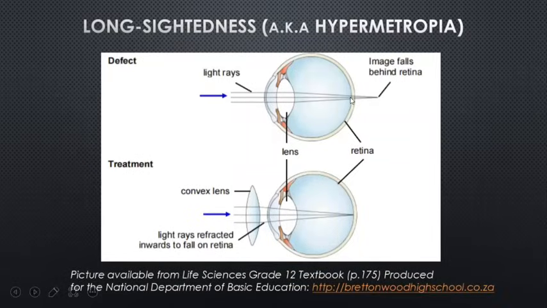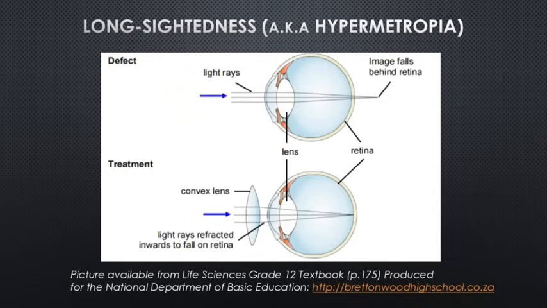Look, normally, remember, the image is supposed to fall on the retina, not in front, not behind. For long-sightedness or hypermetropia, the image falls behind the retina. Why? Because the eyeball is too rounded, too small, meaning the distance between the retina and the lens is smaller than normal. Hence, the image will travel far and go behind the retina, causing you to have blurred vision. So the treatment for it, you give convex lenses.